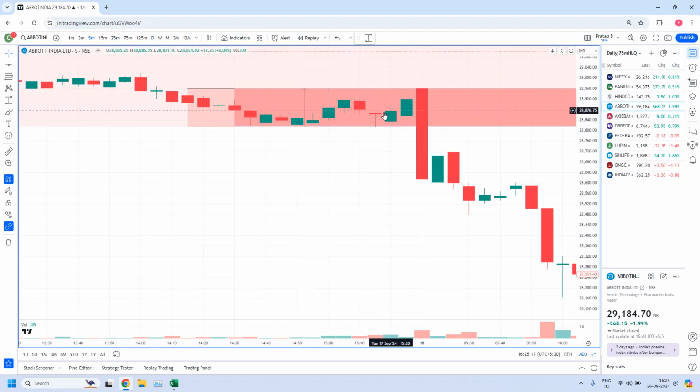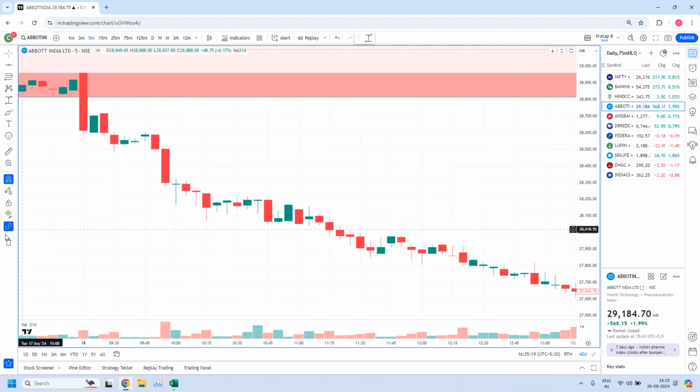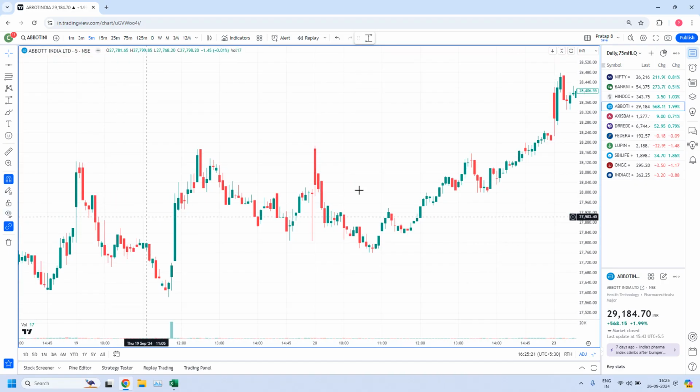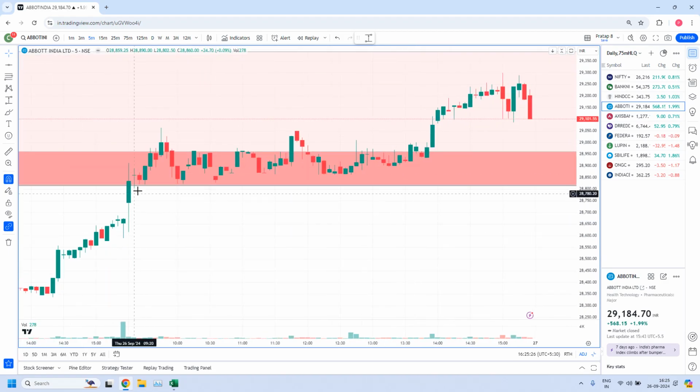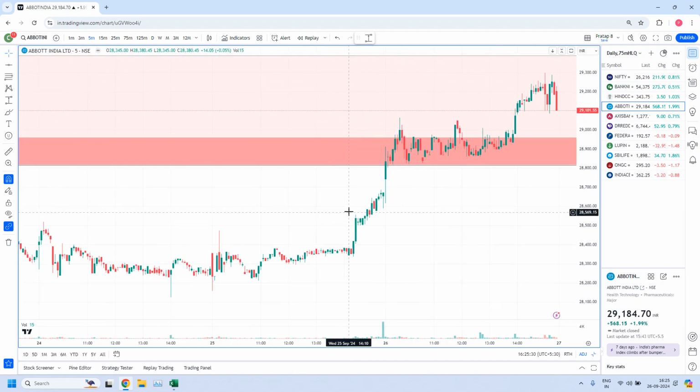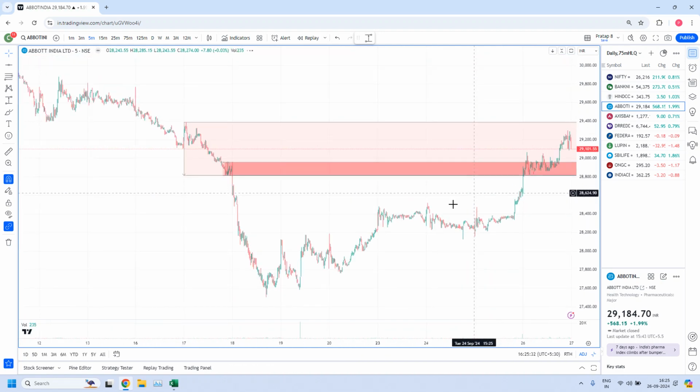Such kind of zones, what will happen? Easily it will be violated. See, that is what you see here, how easily the zone is violated today. Opened and finally zone is violated. The fine-tuned area.